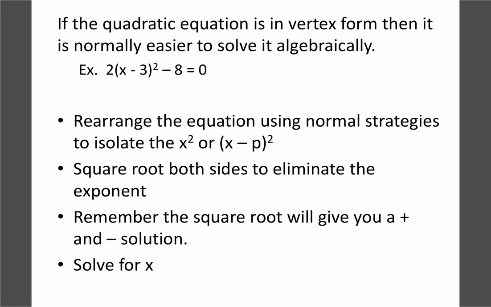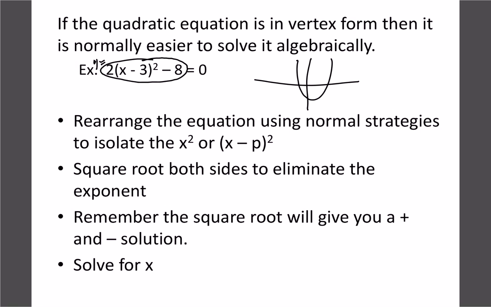So the first thing is, instead of graphing, we could still graph this. You could graph y equals 2(x minus 3) squared minus 8, graph it, and we would get our two solutions like we normally would, and that would be it. Find your x-intercepts. The trick, though, is it's often easier to actually do this mathematically. So what we want to do is basically rearrange the equation.